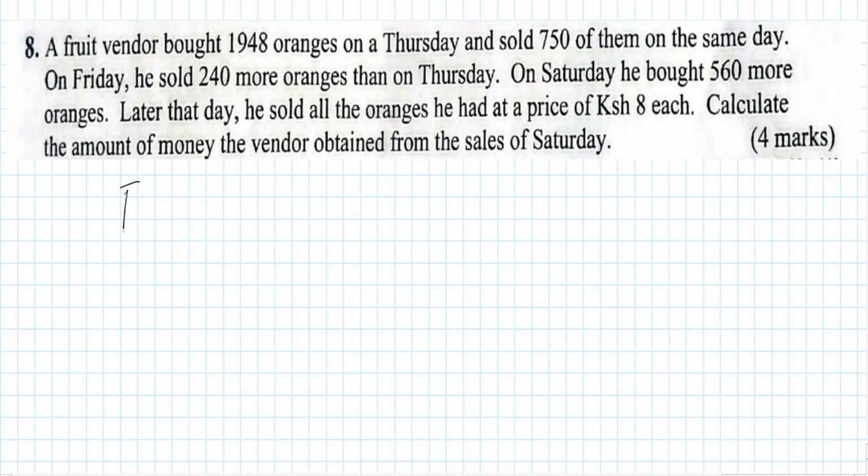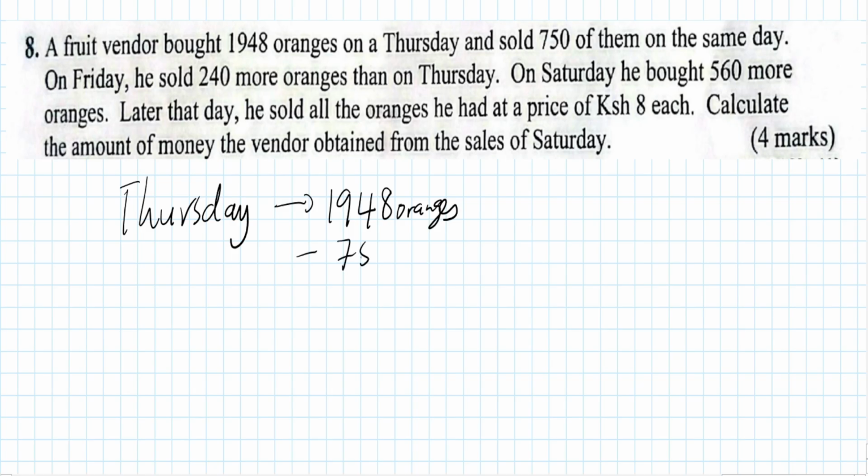So now let's go step by step. Now on Thursday, you bought 1948 oranges, and sold 750 of them. So if you subtract, 1948 minus 750 is going to give you 1198. So 1198 oranges. So that is what he had on Friday.